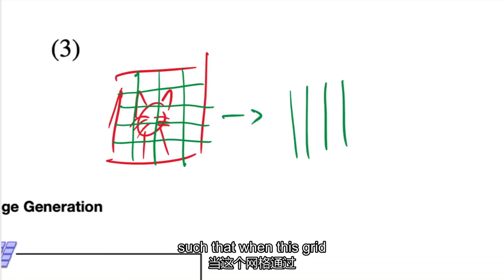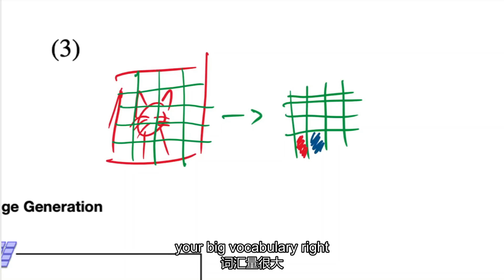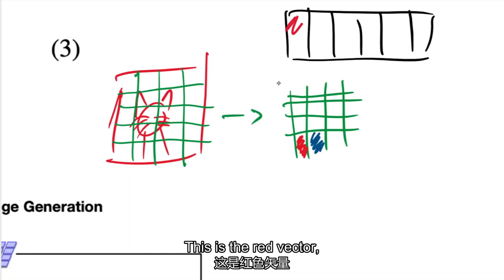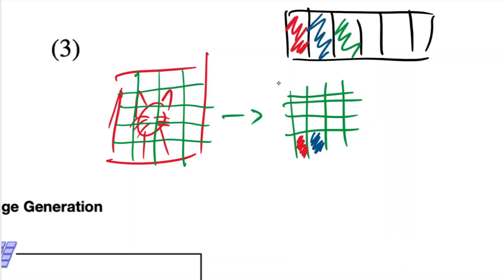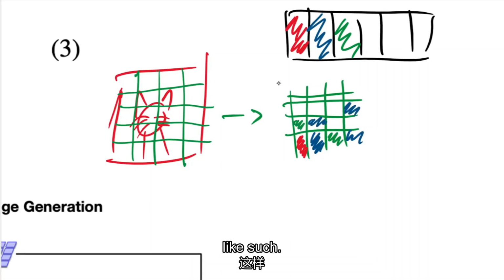And then you're going to make an encoder such that when this grid is run through the encoder, this thing here corresponds to one of the code vectors, and this thing here corresponds to another one. So you have your big vocabulary right here, right? And this is the red vector, this is the blue vector, this is the green vector, and you're going to just describe the image regions with these codebook vectors, like such.